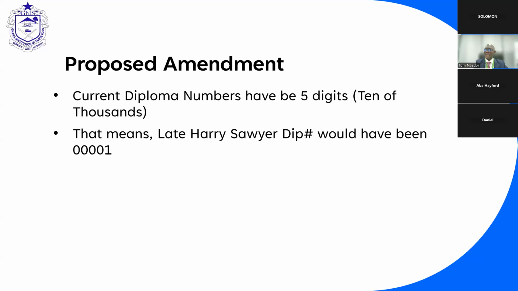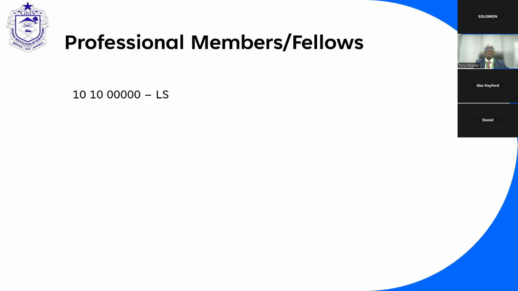10 because he was a professional member, and then VS. So the next would be 30 before this band of numbers. 00001 will be his diploma number. If we go by that approach, an LS would have 1010 and then the number. In this template, it is 5 zeros that we are using, so the 5 zeros would remain.